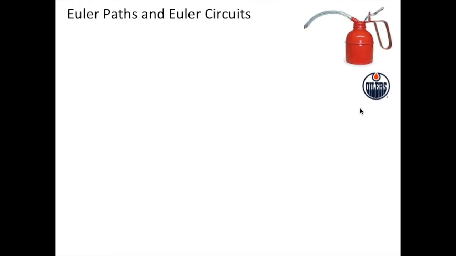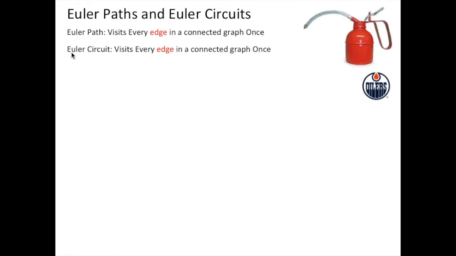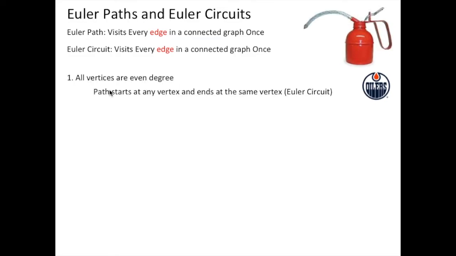Euler paths and Euler circuits. Notice this is pronounced Euler, like an oil can, or the Edmonton Oilers. I always think the Edmonton Oilers are on the edge of their skates, and Euler paths are all about edges. Euler paths visit every edge in a connected graph once. An Euler circuit visits every edge in a connected graph once. 1. All vertices are even degree. We have 2 ways that you can have an Euler path.